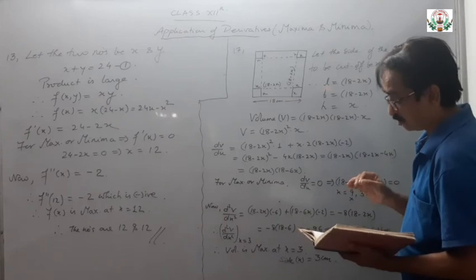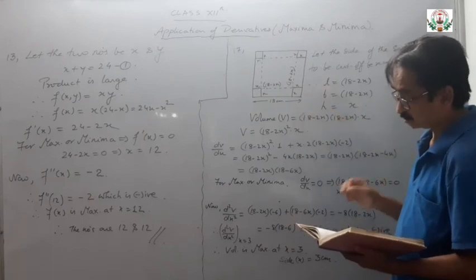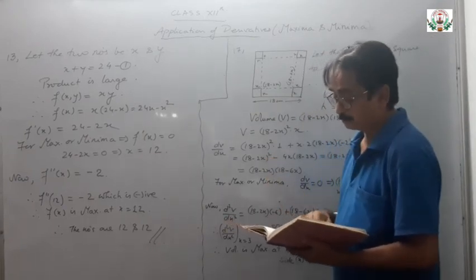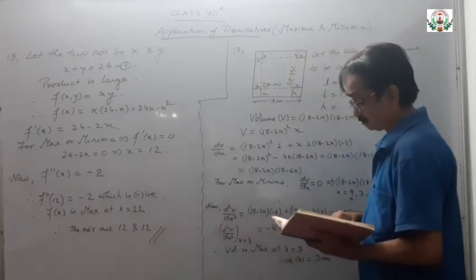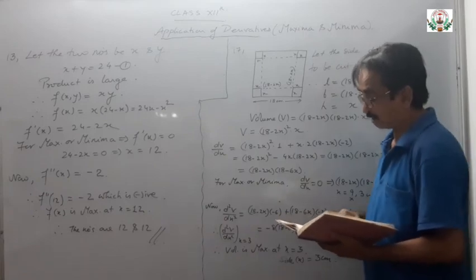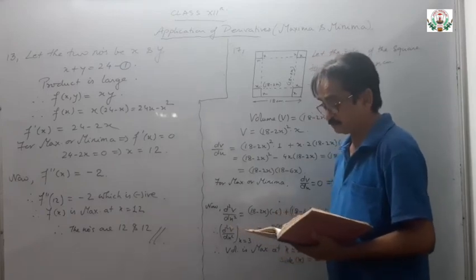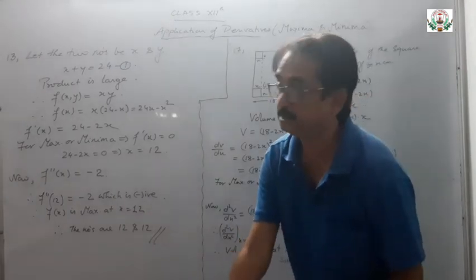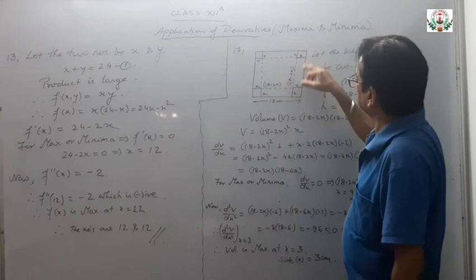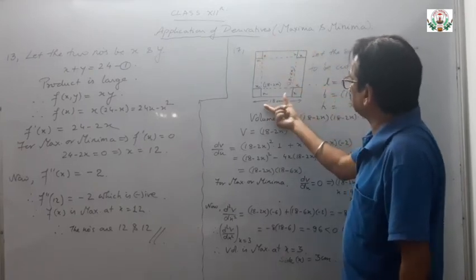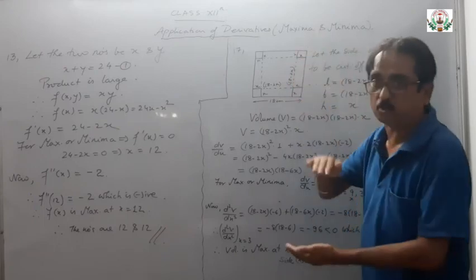A square piece of tin, 18 centimeter, is to be made into a box without top by cutting a square from each corner. At each corner we have to cut one square and fold up the flaps to form a box. What should be the side of the square to be cut off so that the volume of the box is maximum possible? So it is given 18 centimeter. We cut x at all the corners. So length will become 18 minus 2x, breadth will become 18 minus 2x, and height will be x only.